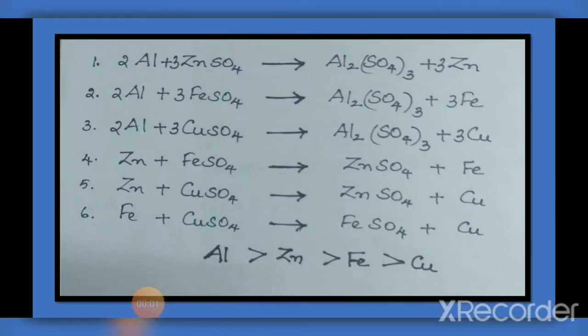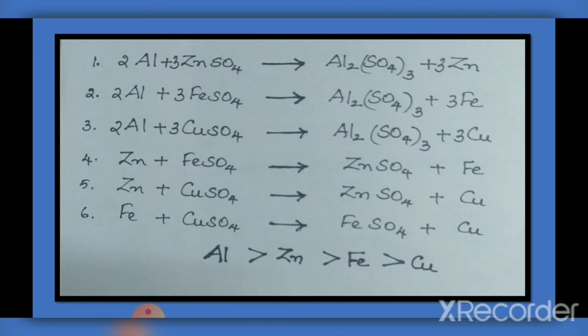Let us see how to write the balanced chemical equations where reaction takes place. Aluminium reacts with zinc sulfate solution. Therefore, the balanced chemical equation can be written as 2Al + 3ZnSO4 gives Al2(SO4)3 + 3Zn. Aluminium reacts with ferrous sulfate solution. Therefore, the equation can be written as 2Al + 3FeSO4 gives Al2(SO4)3 + 3Fe. Aluminium reacts with copper sulfate solution. The balanced chemical equation is 2Al + 3CuSO4 gives Al2(SO4)3 + 3Cu.